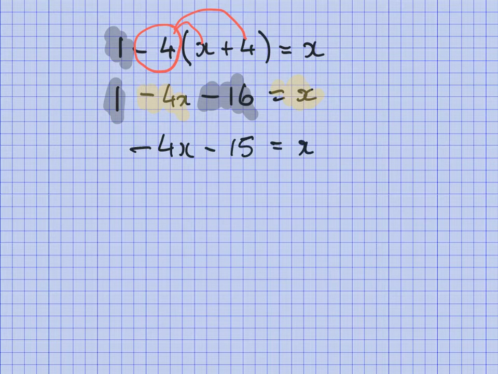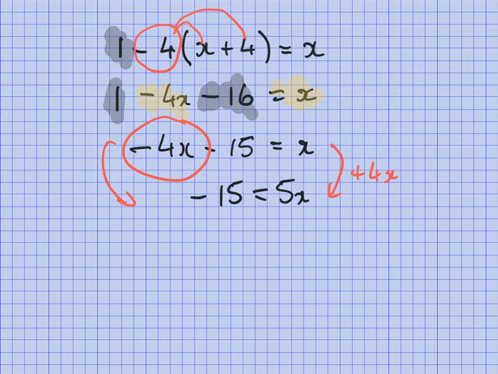And now I have to try and get all of the numbers on one side, all of the x's on the other. I think the easiest way right now is to add 4 x's to both sides. So that will give me minus 15 equals 5x. I've added 4x to this side and I've added 4x to this side. It's looking pretty good. So now divide both sides by 5, minus 3 equals x.